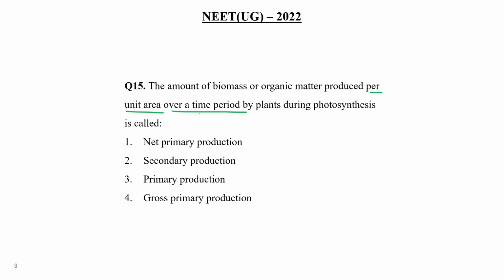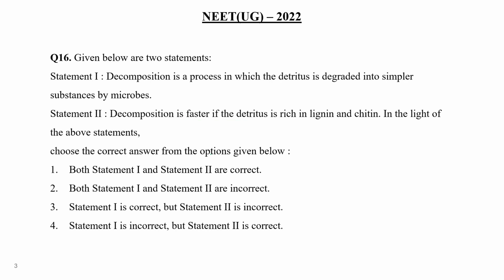If we are talking about a specific time period, the amount of biomass produced in that specific time period, then we can use the term primary production. If there is no restriction of time, then total biomass produced by the plant is gross primary production, and minus respiratory loss is net primary production. So choice number 3 would be the correct answer.